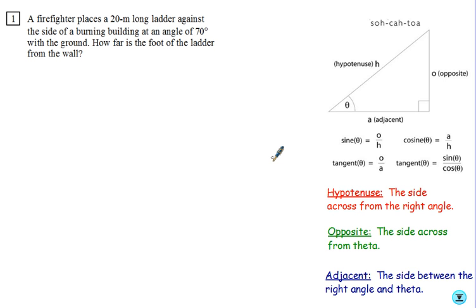So first thing you probably want to do with this is come up with some sort of picture. There's a lot of words there, and it's not really a word problem per se, it's just a problem that's within a real world context. So they said something about a ladder, so I'm going to draw a ladder. And they said that that ladder was 20 meters long, so I'm going to put 20 meters there.